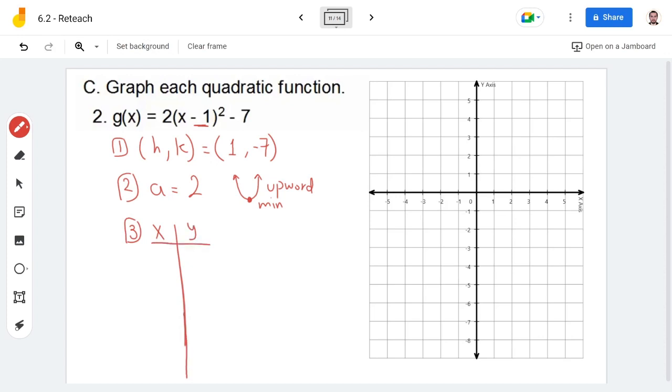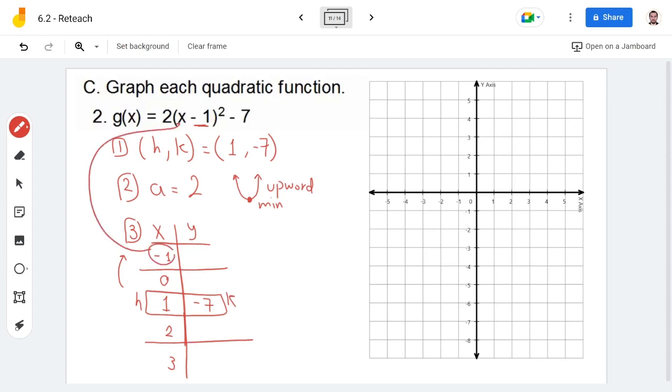Now, number 3, let's create the table, X and Y. What should I put in the middle of the table? I have to put H and K. What's H and K? 1 and -7. Now pick 2 points less than 1, which is 0 and -1. Pick 2 points greater than 1, which is 2 and 3. Now plot the points in the equation here.